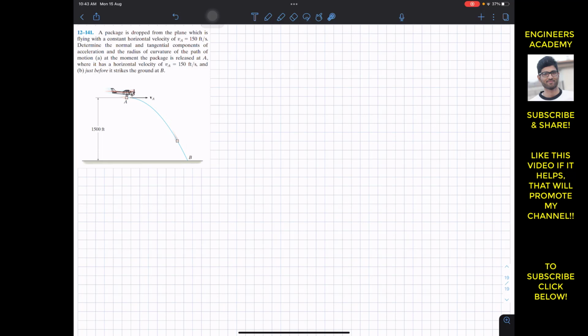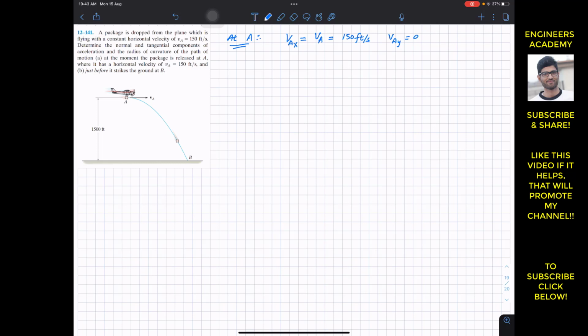So at point A, as we can see, the velocity is horizontal, right? So we can say that VAX, the horizontal component of the velocity, is equal to VA, which is equal to 150 feet per second, and there is no vertical component of the velocity, so VAY is equal to 0.